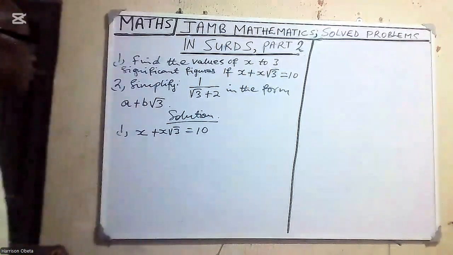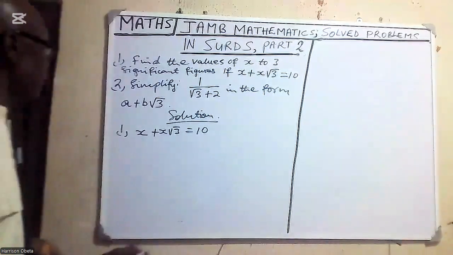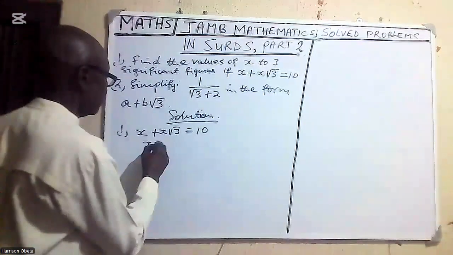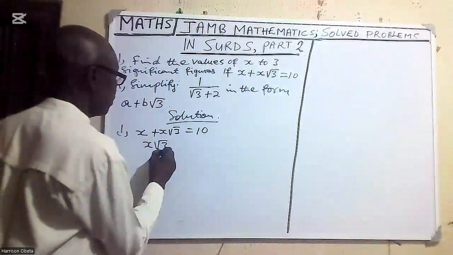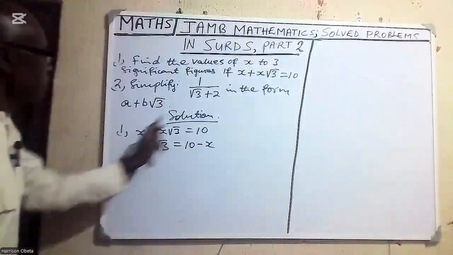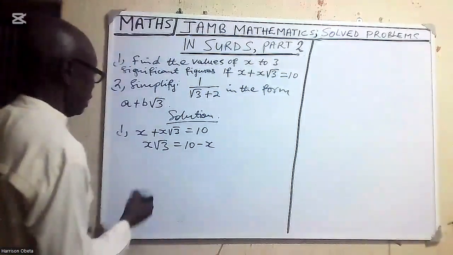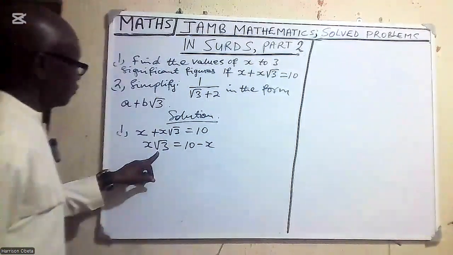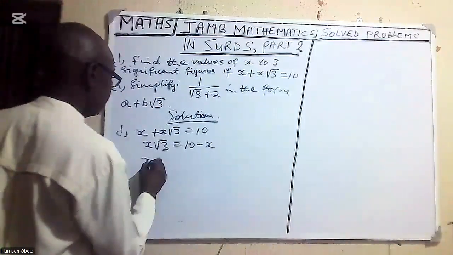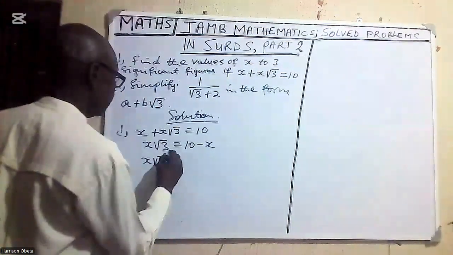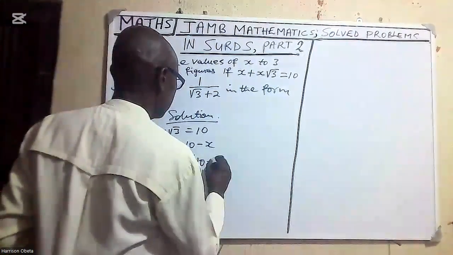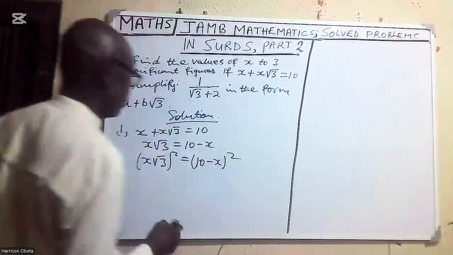And then we have to rewrite so that we'll try and find out the value. So we have x root 3 is equal to 10 minus x. That is taking this to the other side. And then in order to continue, we have to square both sides to remove the square root sign. So x root 3 raised to power 2 is the same thing as 10 minus x squared.